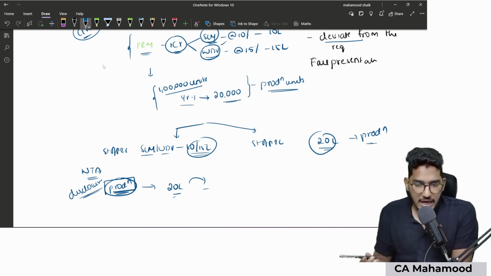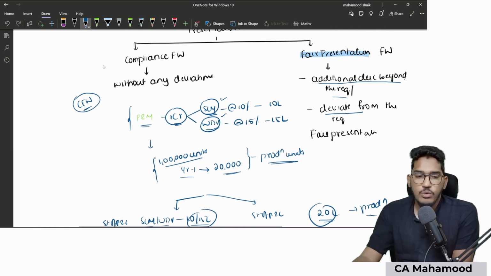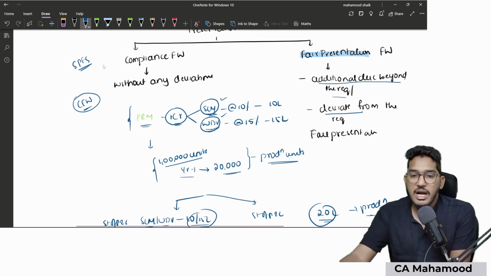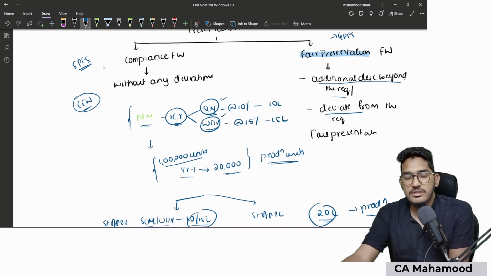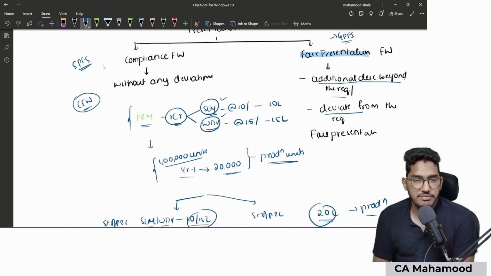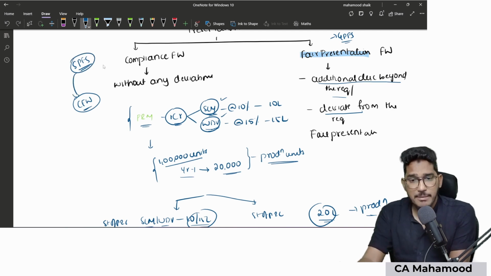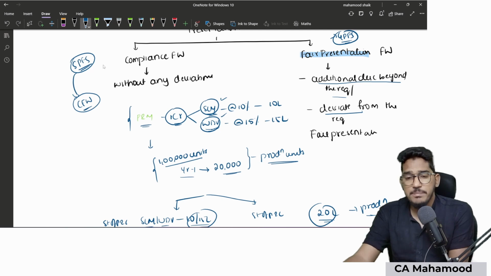Clear everybody? A few more points to clarify here. Most of the special purpose financial statements will be prepared as per compliance framework, and most of the general purpose financial statements will be prepared as per fair presentation framework.